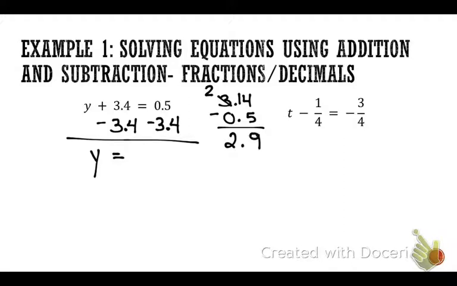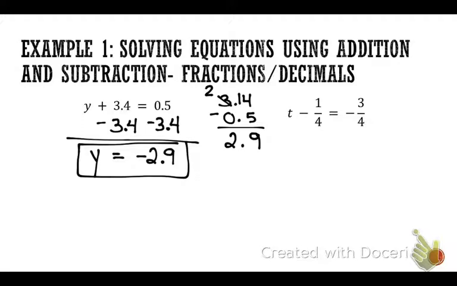Okay, it's 2.9. And I heard someone say negative. Why negative? Yeah, 3.4 was negative and that was the bigger one. So my answer is negative 2.9. Okay? Now, checking will be optional. But you do it the same way. It's going to be optional because time will be a factor on these quizzes and tests.